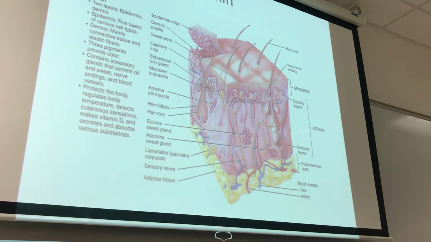But the key here is remember, eccrine are the ones for temperature regulation. We find those in the scalp and in the palms of our hands. Apocrine is the one that we find in our underarm. This is releasing metabolic waste. Everybody with me?